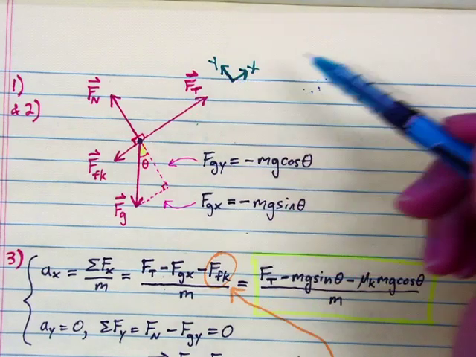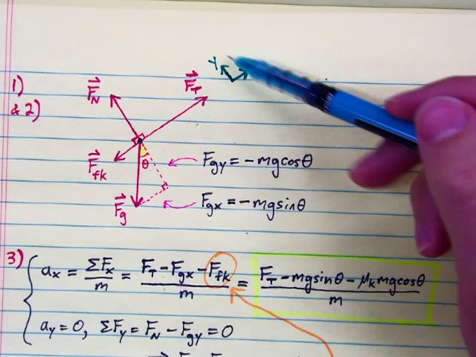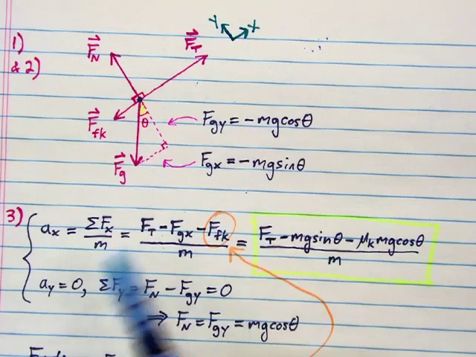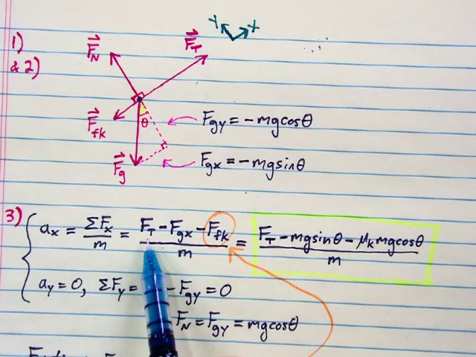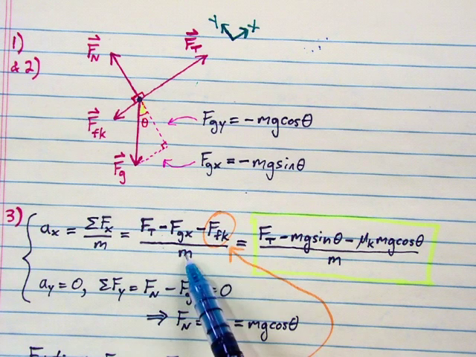Did you draw your axes off to the side of the FBD? Always include your axes off to the side. Show what directions you're making positive and whether you're tilting the axes or not, so have that drawn off to the side. Then, for Newton's second law, in the x direction, sum of the forces, tension up the ramp minus FGX minus our force of kinetic friction all over the mass.